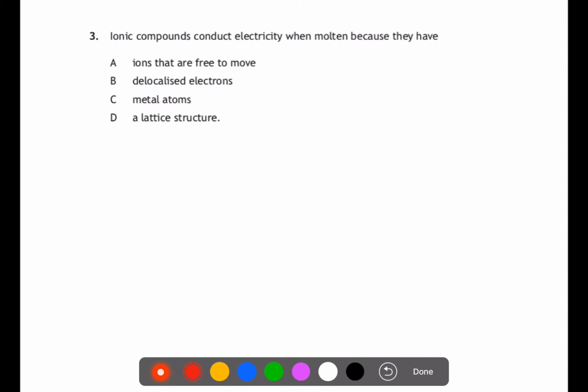Question 3. Ionic compounds conduct electricity when they are molten because they have A. Ions that are free to move, B. Delocalized electrons, C. Metal atoms, or D. A lattice structure. When ionic compounds are a solid, the ions are held in a lattice of alternating positive and negative ions. The charges are fixed in place and they cannot move. When you melt an ionic compound, you break the strong ionic bonds between the ions and allow those ions to move. Because they are charged particles, if they are free to move, then they're able to conduct electricity. So A is the answer.